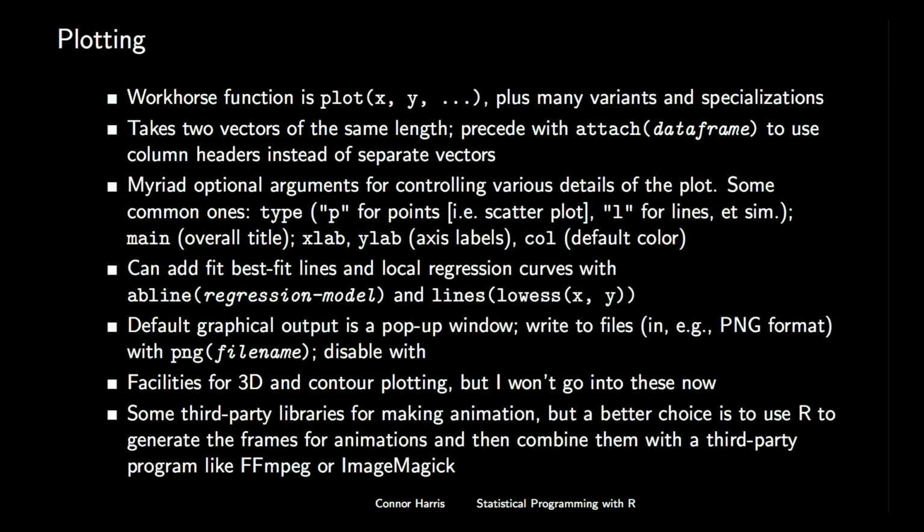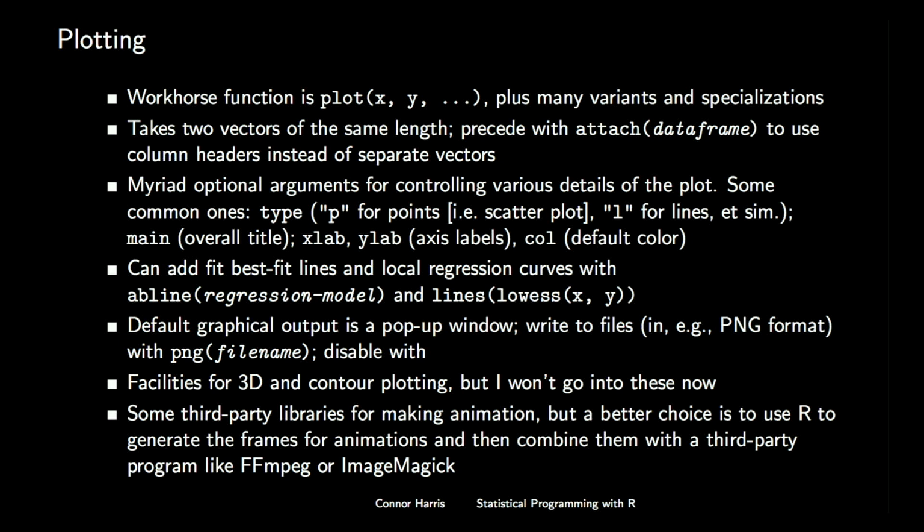OK, plotting. So the main reason you should use R, like multilinear regression, basically every language has some facility for that. And honestly, R's syntax for regression is a bit arcane. But plotting is where it really shines. The workhorse function is plot, and it takes two vectors, x and y. And then the ellipsis stands for a very large number of optional arguments that control everything from titles to colors of various lines or various points to the type of plot. You can have scatter plots or line plots.